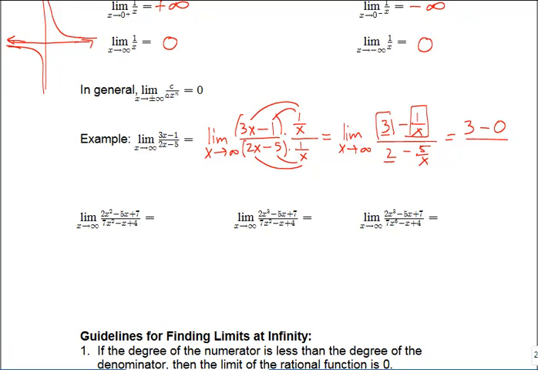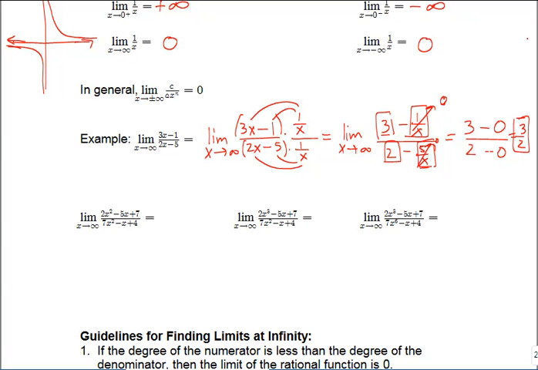In the bottom, the limit of 2 stays 2, and the limit of 5 over x also goes to 0 because of our generalization. It doesn't matter that we don't have a 1 on top. Any constant is okay as long as you have that power of x in the denominator. So these both go to 0, and what we're left with is 3 minus 0 over 2 minus 0, or 3 halves.